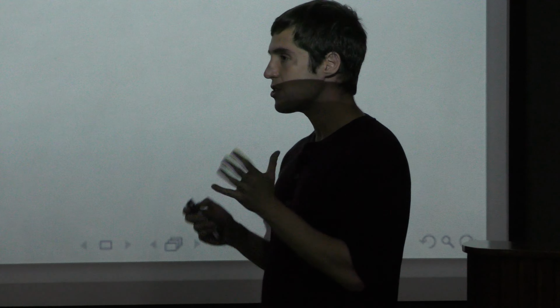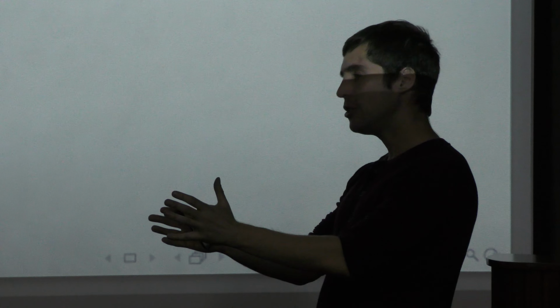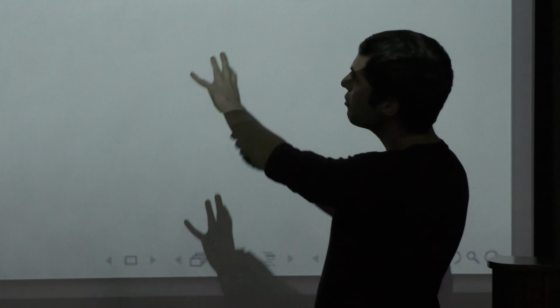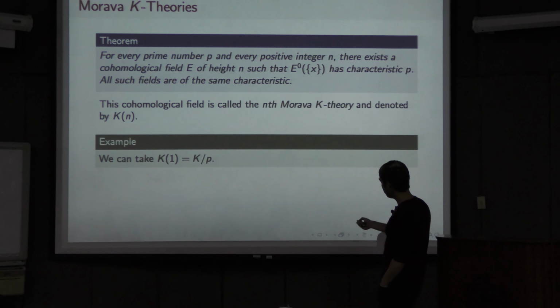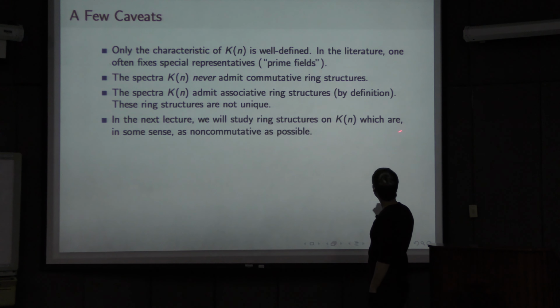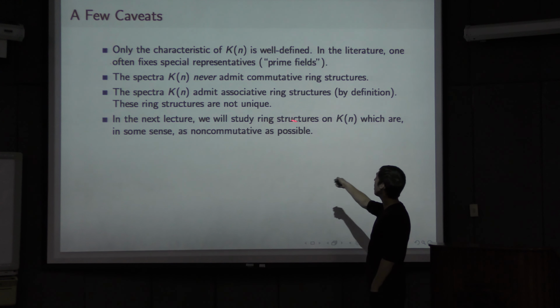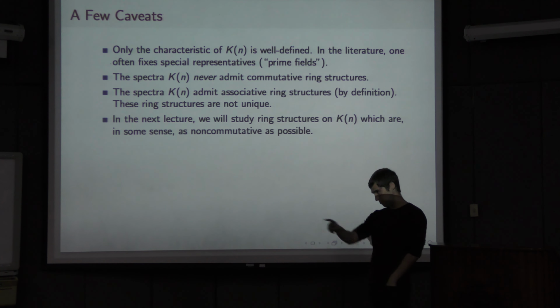So in that case, there is a best multiplication that you could choose, but not in the refined sense that I'm talking about, only in the homotopy associative sense. And let me remark, I said I'm going to study ring structures on K_n which are in some sense as non-commutative as possible, and that means the one you're thinking of is not allowed.